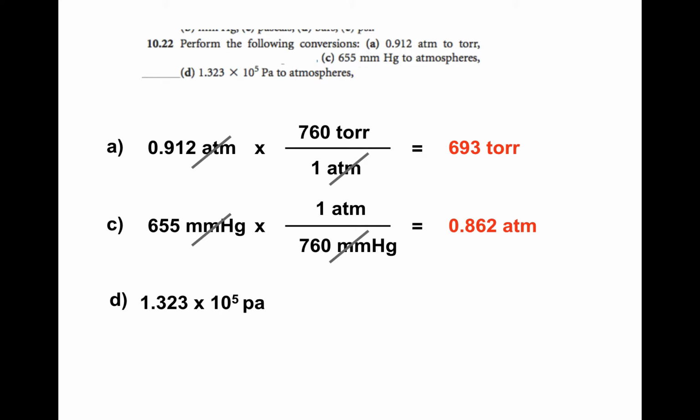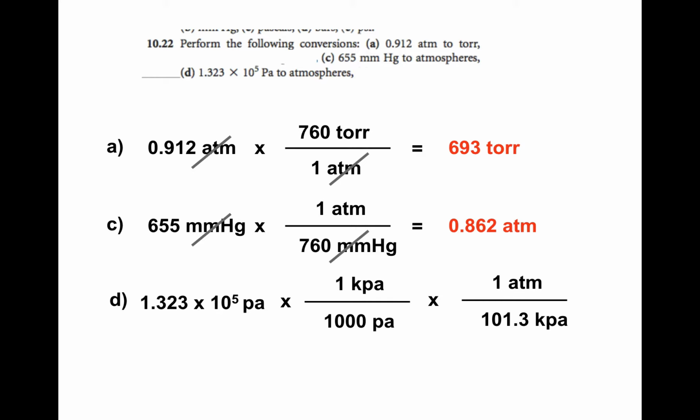I want to go from pascals to atmospheres. I'd go to kilopascals first, right? There's 1,000 pascals for every kilopascal, and then there's 101.3 kilopascals for every atmosphere. I just think it's easier to remember 101.3 kilopascals than 101,300 pascals. Everything cancels except for atmospheres. Okay, these are our units we're dealing with, right? Pascals, atmospheres, and millimeters of mercury.